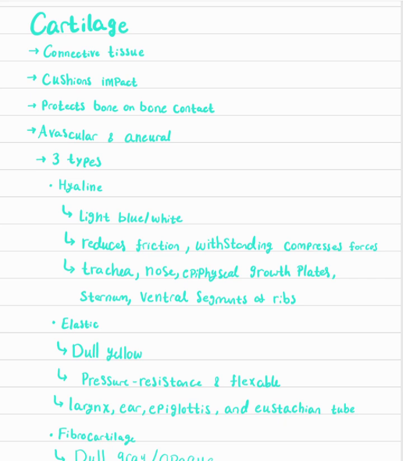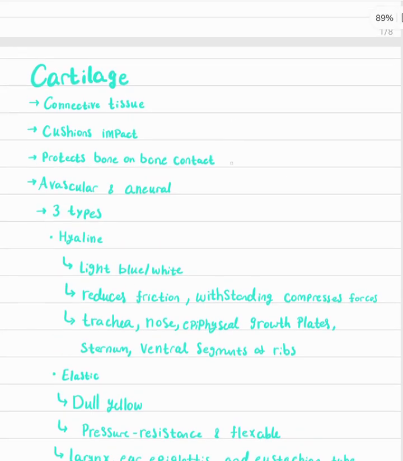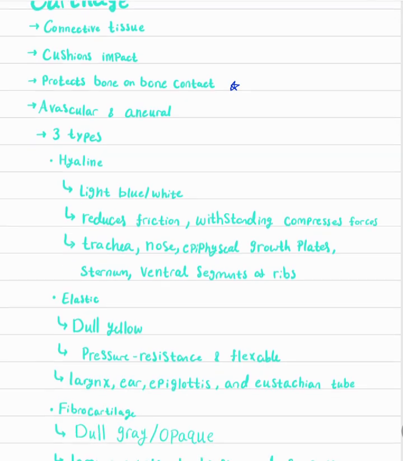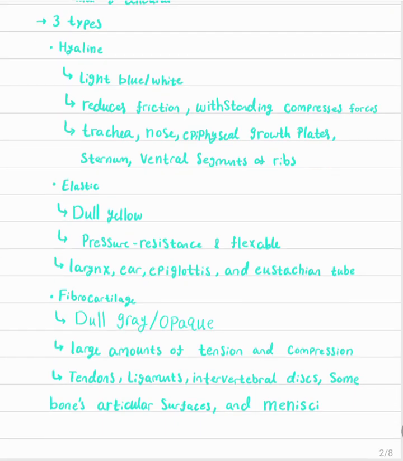But when people get osteoarthritis, that's when the cartilage in the joint wears down, and they can feel that bone on bone because there's nerves in your bone, and that rubbing together, that's what hurts. And so that's why it protects bone on bone contact. So there's three types of cartilage. Your first type is hyaline cartilage.